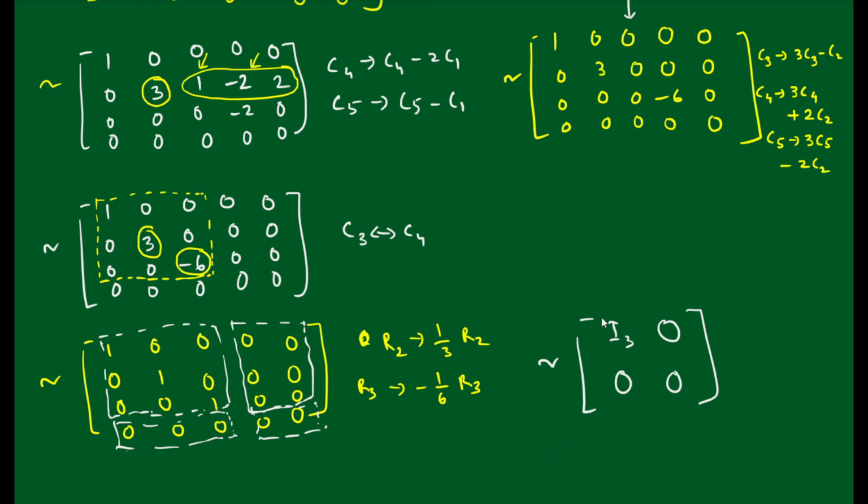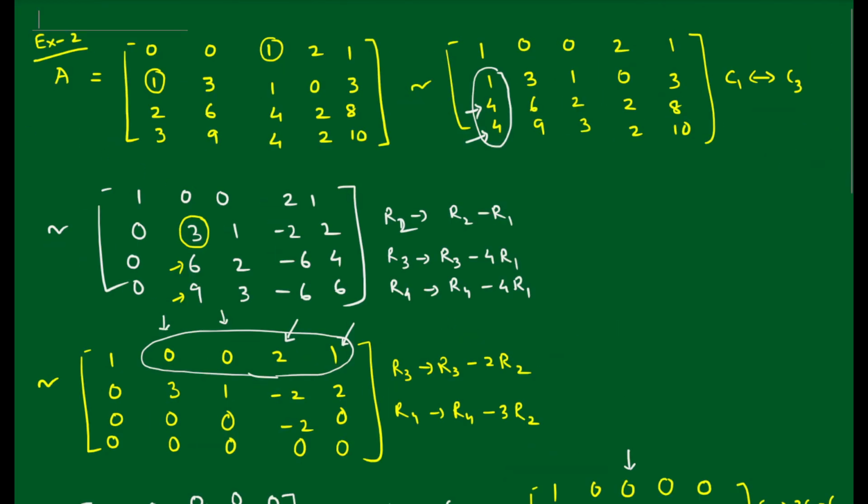So what is the rank? Here it is I3. So what is the rank? Rank is how much? 3. Okay, now this is very simple, it's not that difficult. Now try some more problems so that you get more confidence on how to find the rank in normal or echelon form. So it's very very easy, right?